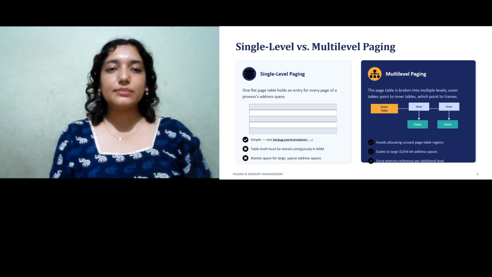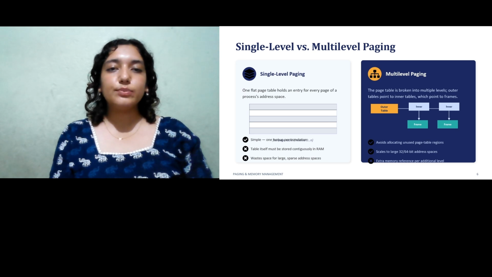Single level versus multi-level paging. Single level paging is सबैभन्दा simplest form हो. One flat table with an entry for every single page. It's simple, but for a large address space, that table itself gets huge and has to sit contiguously in memory. यो problem लाई चाहिँ multi-level paging ले solve गर्छ by breaking the page table into levels.